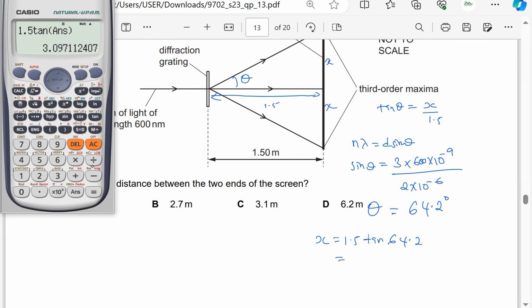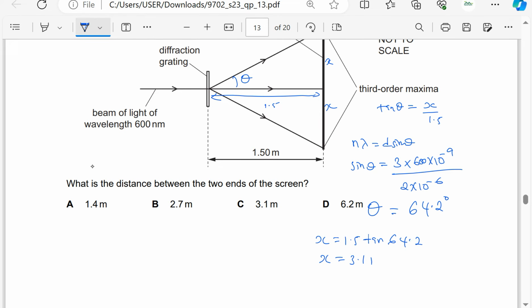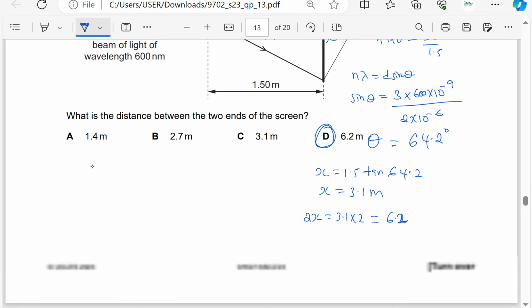X is going to be 3.1, so x is 3.1 meters. So the distance between the screen is going to be 2x. 2x is 3.1 times 2, which is going to be 6.2. So the answer is going to be D, 6.2 meters.